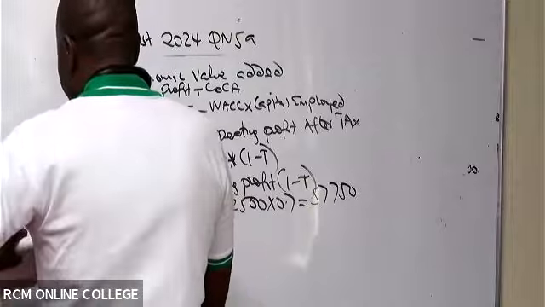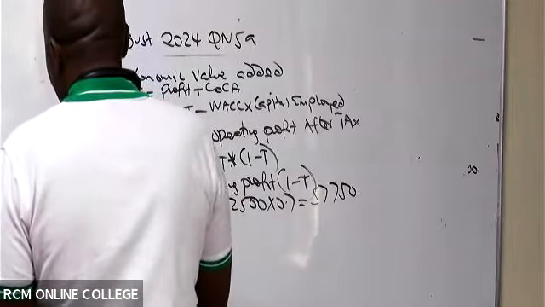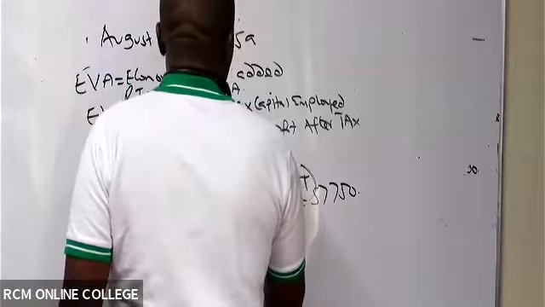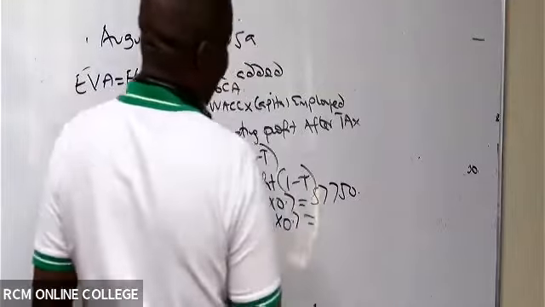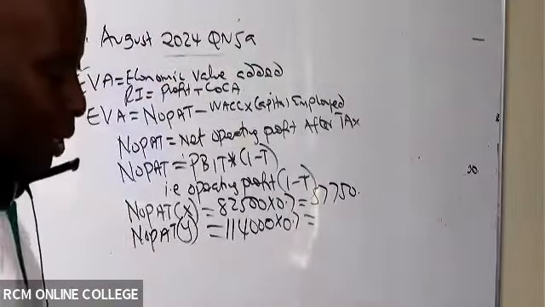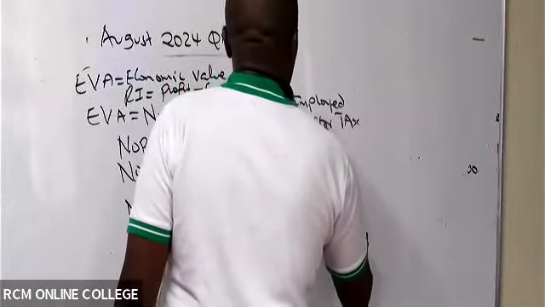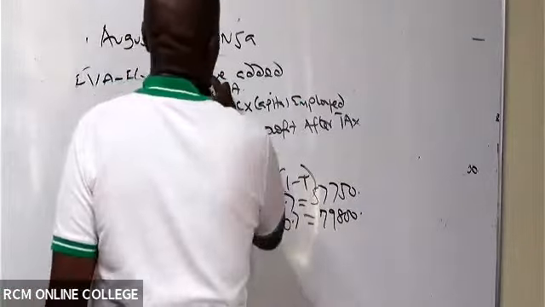And then NOPAT for Y. I can see the operating profit for Y is 114,000. 114,000 times 0.7 will end up giving us 79,800. Now you can go back and apply the formula.